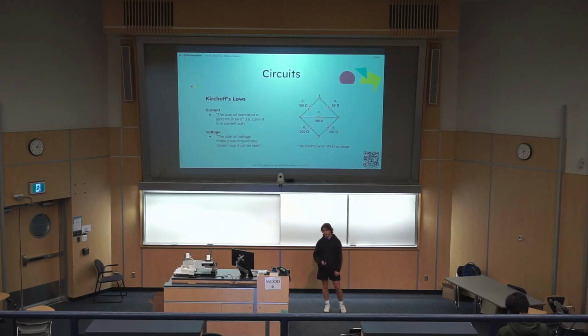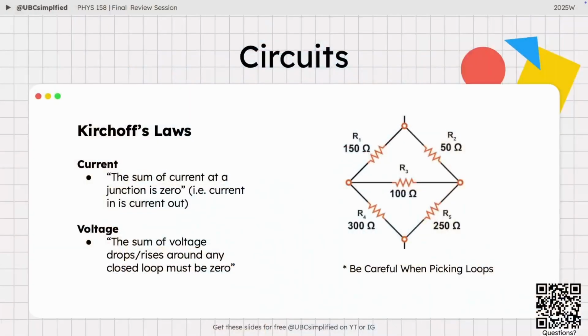So then we'll move on to one of the big things with doing circuit analysis, the key principle, which is Kirchhoff's loop laws. So you've got your current law and your voltage law. Your current law says that the sum of all the currents at a junction is 0.